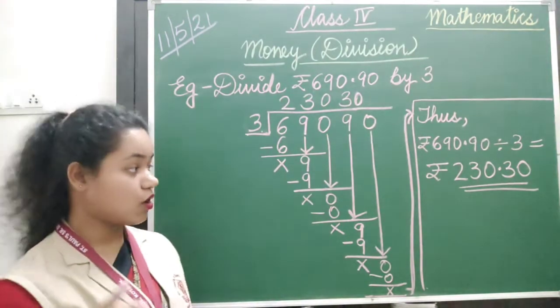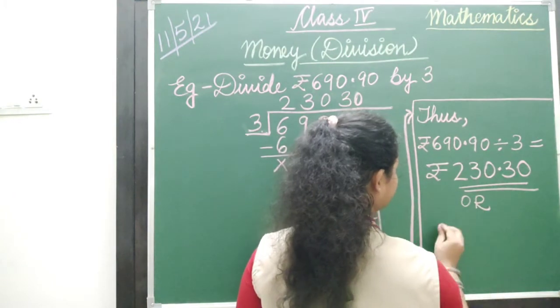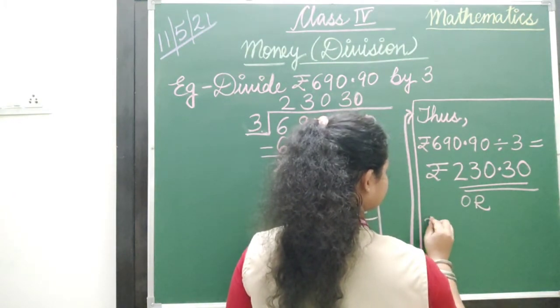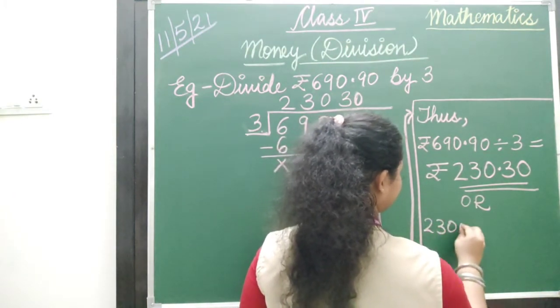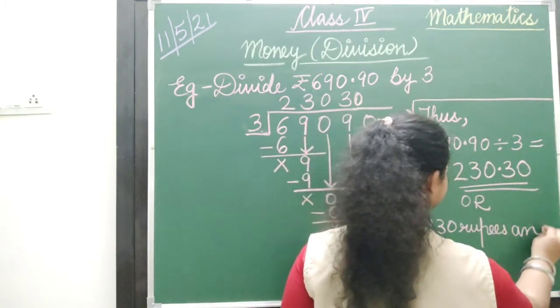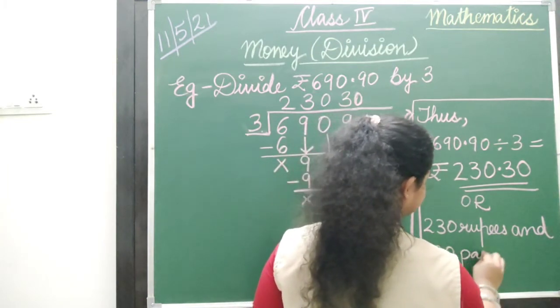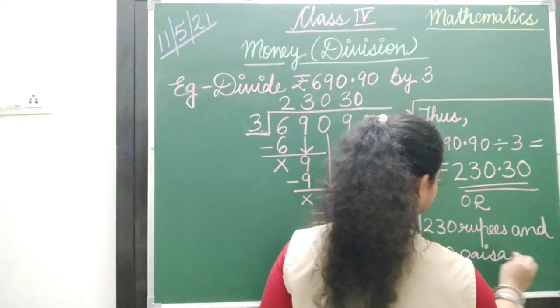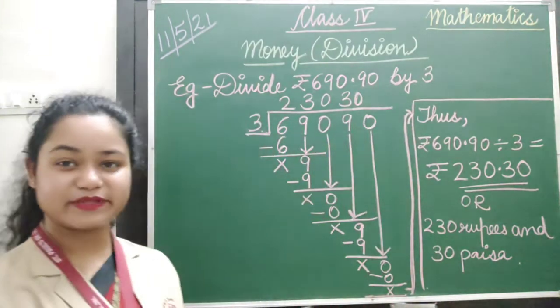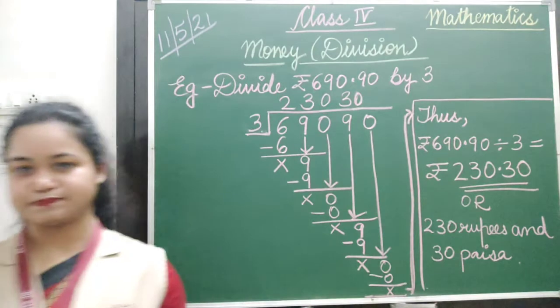Understood? Or you can write in this way also. Or 230 rupees and 30 paisa. Understood? Copy this down. In your rough copies, you have to do this. Okay? Copy this down.